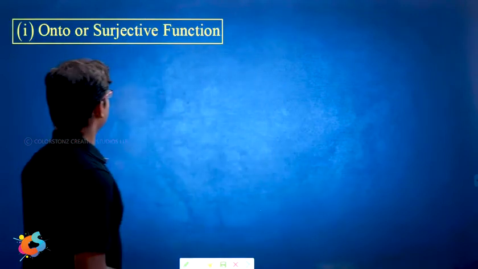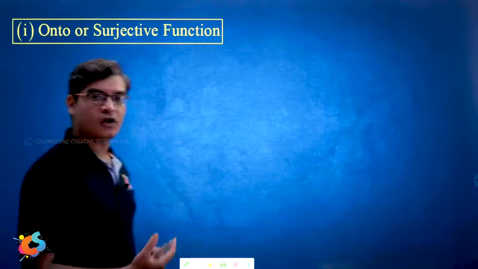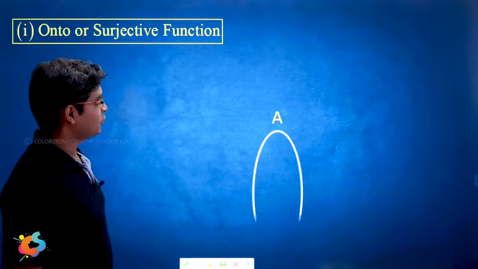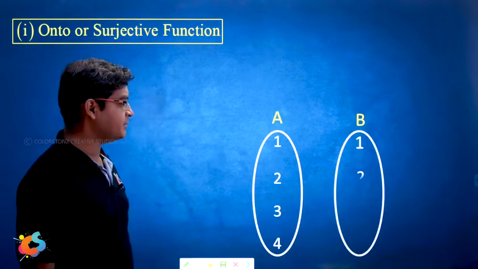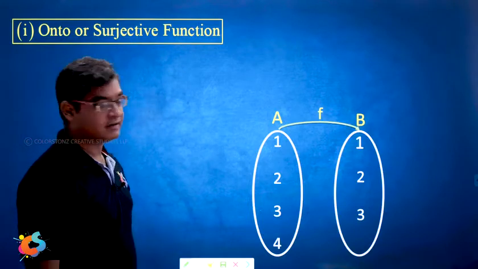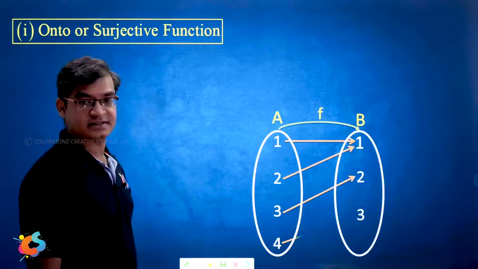Hello students, now let us take the first type of function and that is called onto function or surjective function. So these are two different names of one type of function. So to understand this function, let us take two sets, set A and set B, and under F, let's say the mapping is like this.